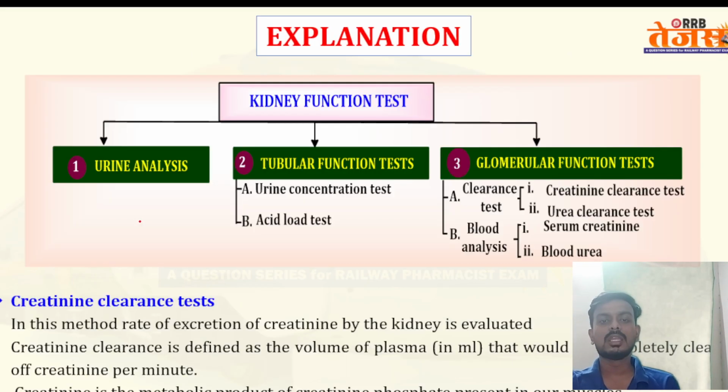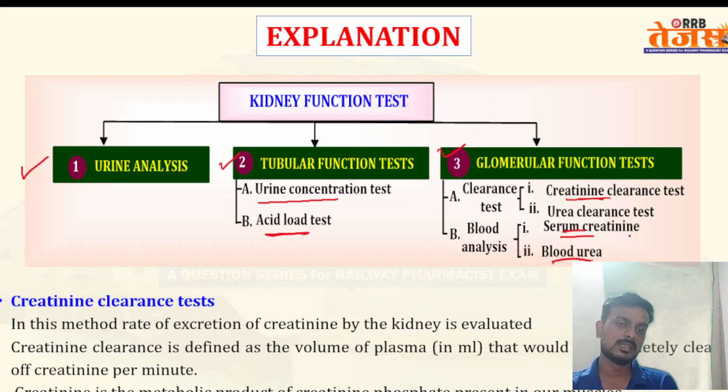The kidney function test basically consists of urine analysis, tubular function test, and GFR test, the glomerular filtration test. Tubular function tests include the urine concentration test and acid load test. GFR tests include clearance tests, that is creatinine clearance test and urea clearance test. Blood analysis includes serum creatinine analysis and blood urea analysis.